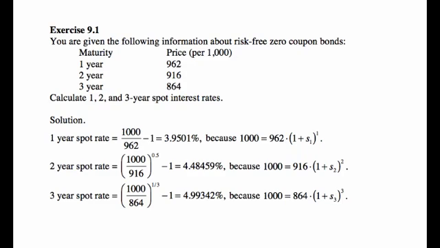and it comes out to be 4.48459% approximately. And for the third rate, basically what this is saying is that 864 accumulated at S3 interest rate over 3 years gives you 1,000. You solve this for S3, and it's equal to the cube root of 1,000 over 864 minus 1, and that's approximately 4.99342%. Notice that these spot rates are increasing with maturity here, and we kind of know what this means about the forward rates.